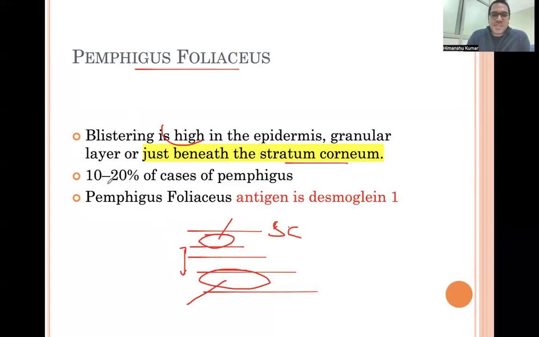Foliaceus is much less common, 10 to 20%, but still, we do see it once in a while in the OPDs. The antigen is against desmoglein 1. In pemphigus vulgaris, which we had discussed, desmoglein 1 and 3 both are present. 1 is mostly for skin, 3 is for oral mucosa. Now, since in pemphigus foliaceus desmoglein 3 is not affected, there is no oral mucosal lesion. The lesions are mainly on the skin.